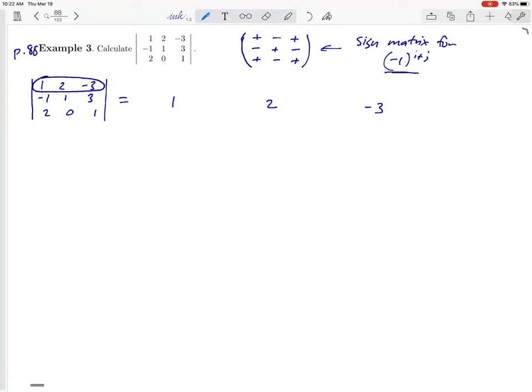Next, we go up to our sign matrix and ask ourselves, what does the first row of that sign matrix look like? Plus, minus, plus. Those signs are going to go in front of the 3 numbers that we wrote down. And then finally, we are going to multiply by the tilde matrices that are appropriate to each one.